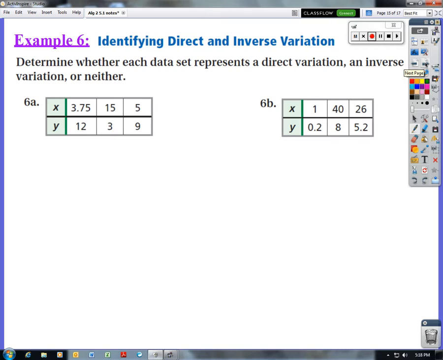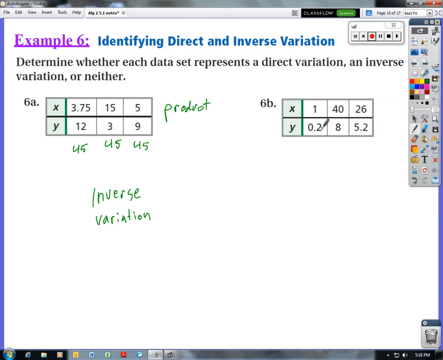Try this next one on your own. And hopefully you did that. I'm just going to tell you what they are. I'm not going to do them. If you took the product on this one, if you multiplied them, you would get 45, 45, and 45. So we took the product, so this is going to be inversely related. Inverse variation, I should say.